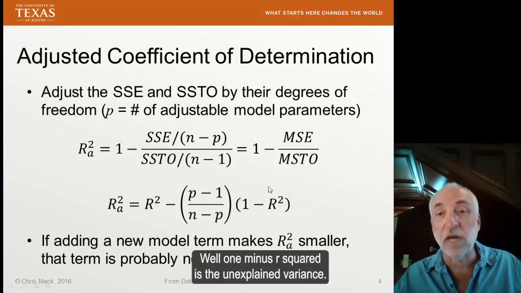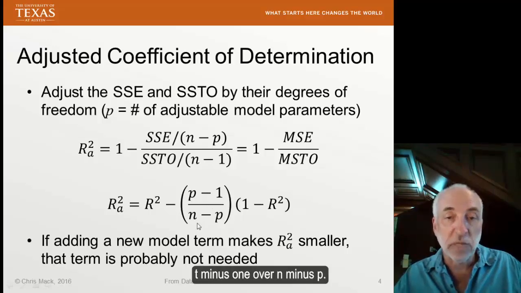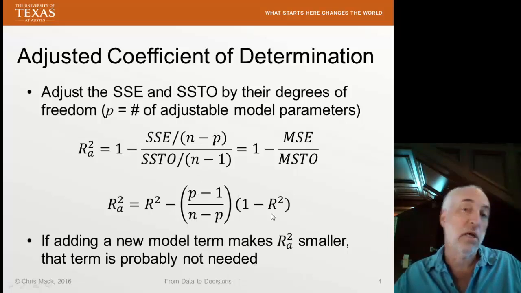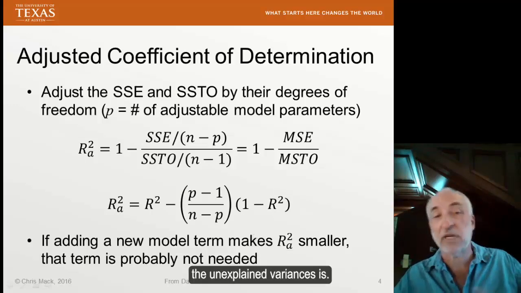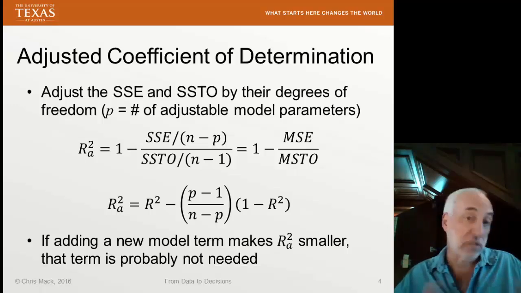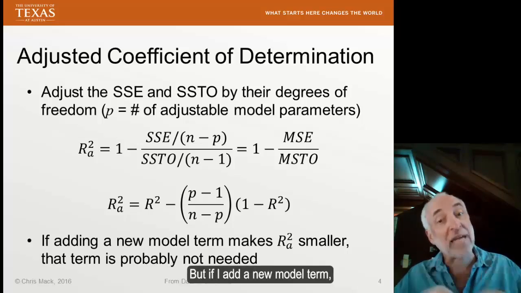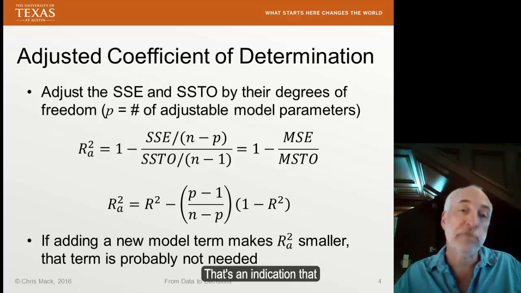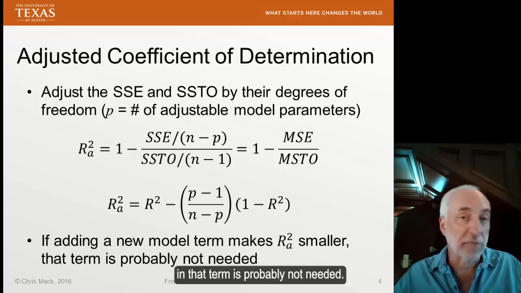By how much? Well, 1 minus R² is the unexplained variance. That unexplained variance is weighted by P minus 1 over N minus P. So the more parameters I have, the larger this term gets. Of course, that's balanced by how much better R² gets and how much smaller the unexplained variance is. If I add new terms to the model and the adjusted R² goes up, that probably means I have a better model. But if I add a new model term and the adjusted R² goes down, that's an indication that you haven't really made an improvement, and that term is probably not needed.